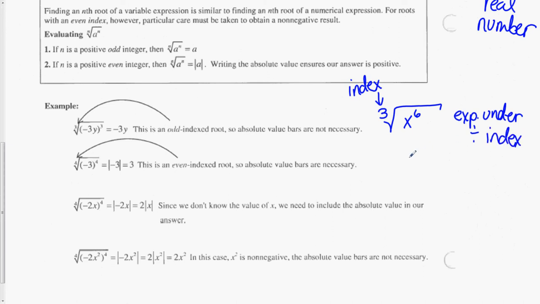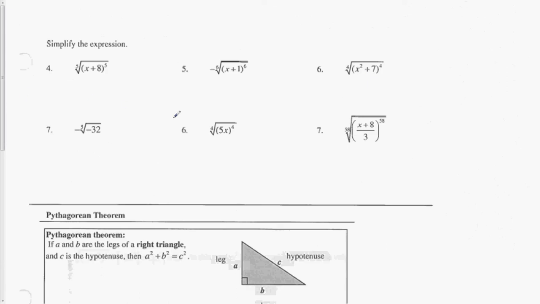So in this case, I've got x to the 6th divided by 3, so that would be x squared. That would be the answer for the cube root of x to the 6th. I don't talk about and deal with these absolute values because I just think it's pretty confusing for you. So we're going to practice this rule on the next page.